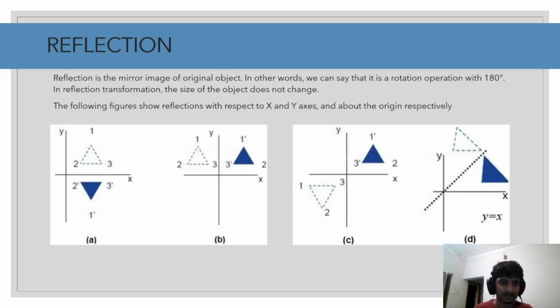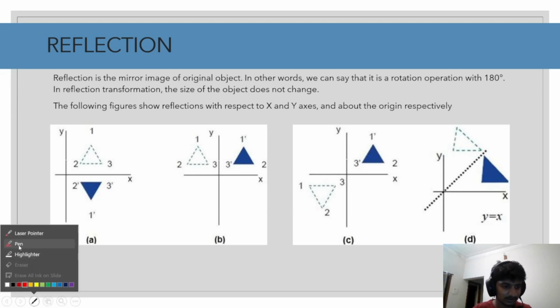Next we have reflection. Reflection is a mirror image of the original object. In other words, we can say that it is a rotation operation with 180 degrees. In reflection transformation, the size of the object does not change. The following figures show reflection with respect to the x and y axes and about the origin respectively.